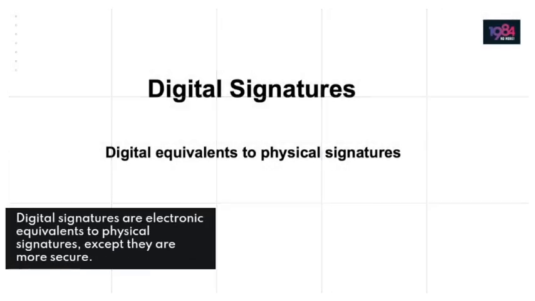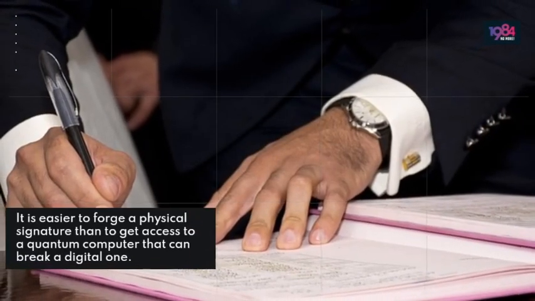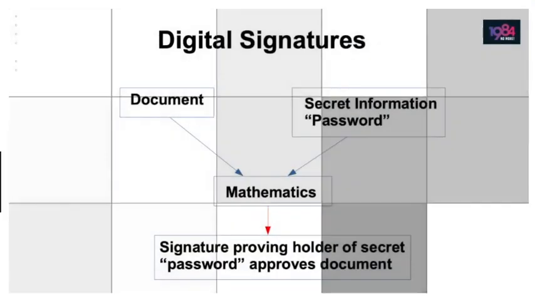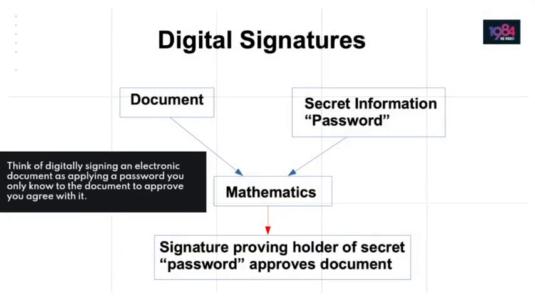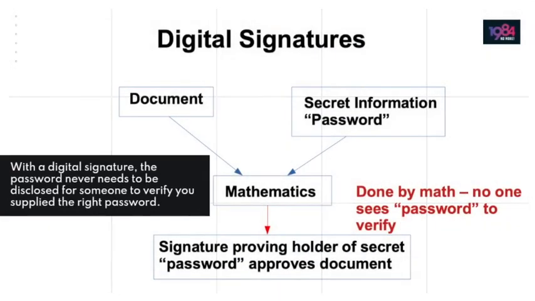Digital signatures are electronic equivalents to physical signatures, except they are more secure. It is easier to forge a physical signature than to get access to a quantum computer that can break a digital one. Think of digitally signing an electronic document as applying a password only you know to the document to approve you agree with it. With a digital signature, the password never needs to be disclosed for someone to verify you supplied the right password.